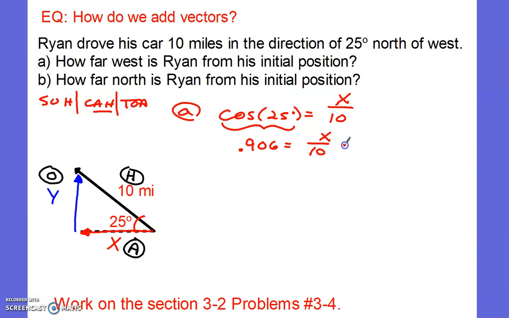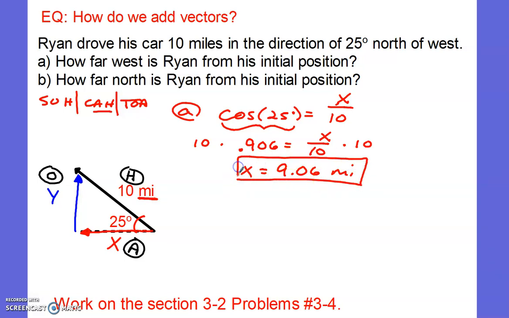To solve for x, we multiply by 10 on each side. And I get that x is 9.06. And the unit would be miles. Whatever the unit of the hypotenuse is, will also be the unit of my components.